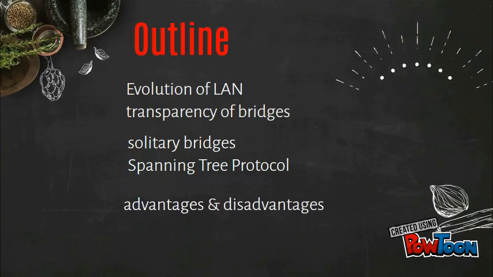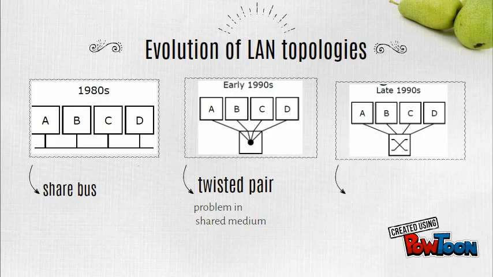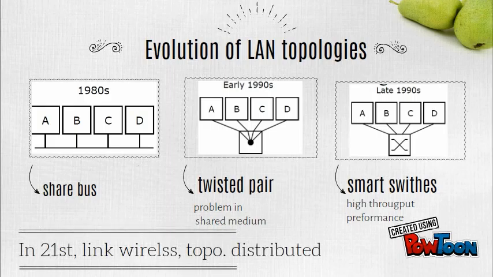The LAN topology initially is shared bus type and then replaced by twisted pair. After that, it became smart switches. Nowadays, because Wi-Fi is popular, it has become distributed again.